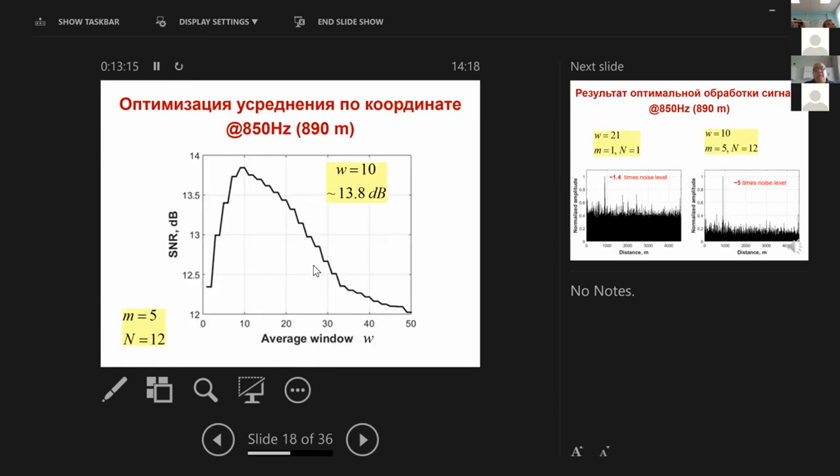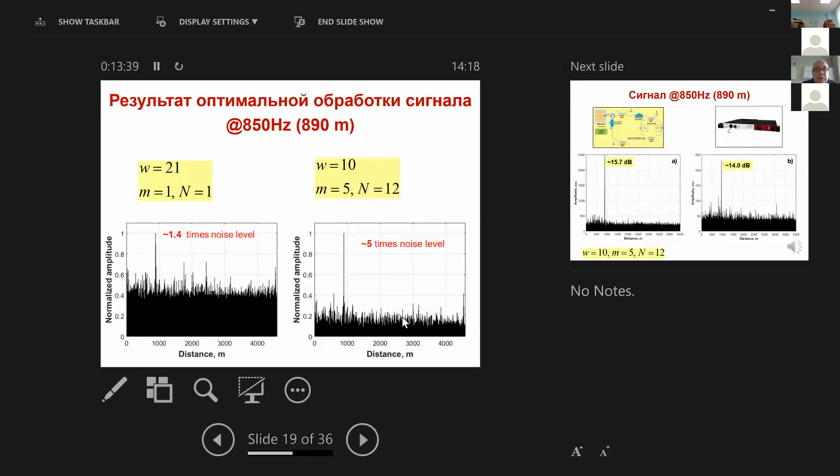Then we optimized again using these values. We optimized the windows in spatial coordinate, and we got a new number which corresponds to the maximum signal. In this case, the signal-to-noise ratio is 13.8 dB.